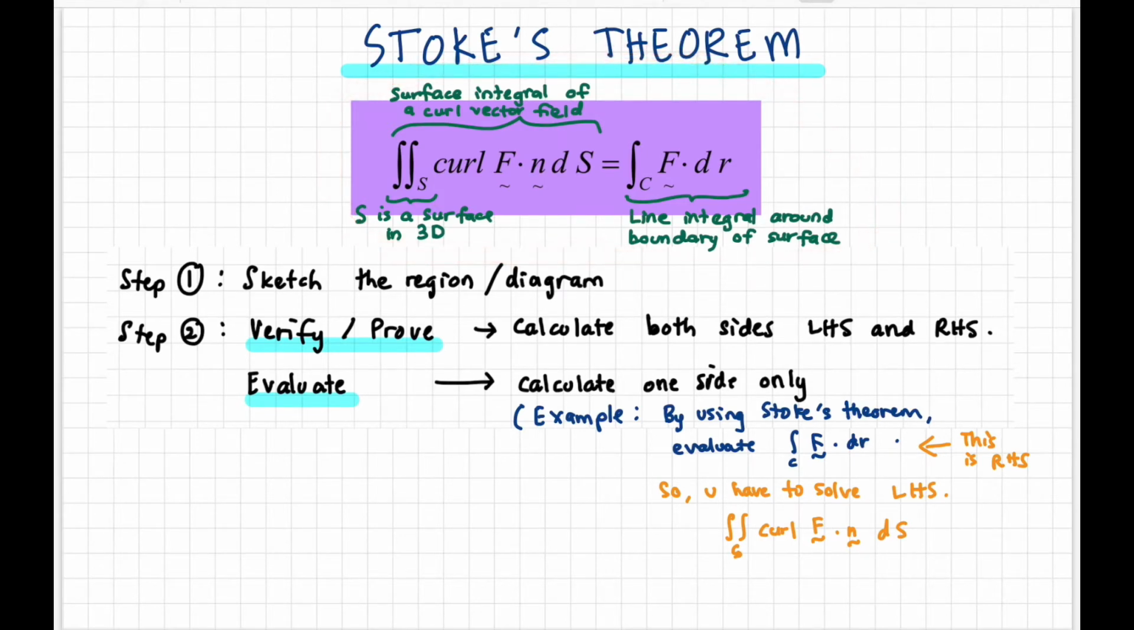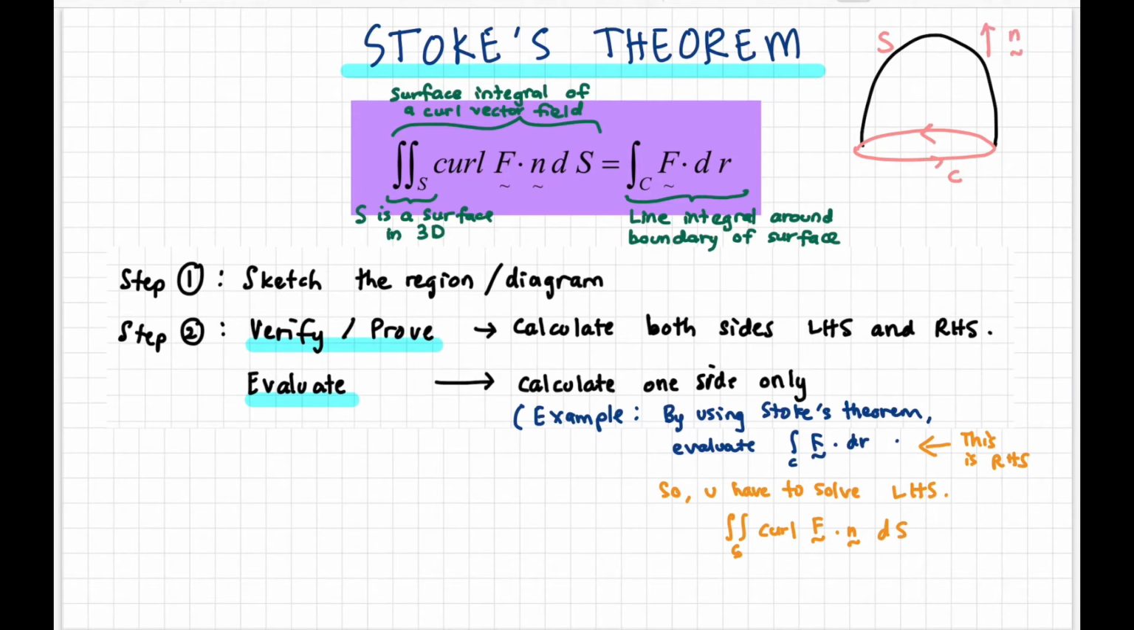The left hand side here is the surface integral of a curl vector field, where S is a surface in 3 dimensions, and the right hand side is the line integral around the boundary of a surface. So let's say you have this. This is your C, and this is your surface S. So your N should be in this direction.